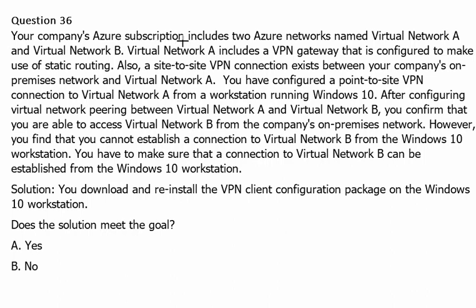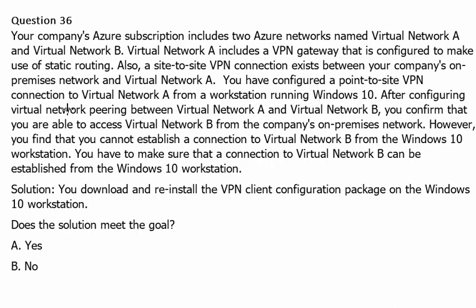Your company's Azure subscription includes two Azure virtual networks named Virtual Network A and Virtual Network B. Virtual Network A includes a VPN gateway that is configured to make use of static routing. Also, a site-to-site VPN connection exists between your company's on-premise network and Virtual Network A. You have configured a point-to-site VPN connection to Virtual Network A from a workstation running Windows 10.